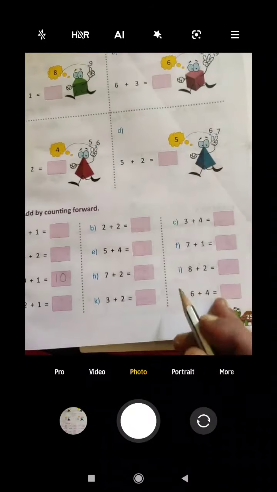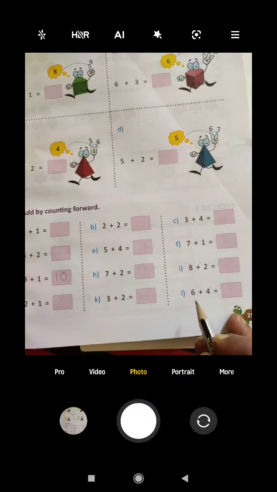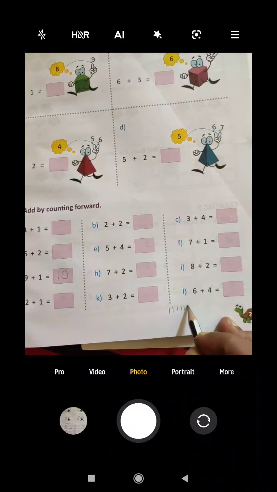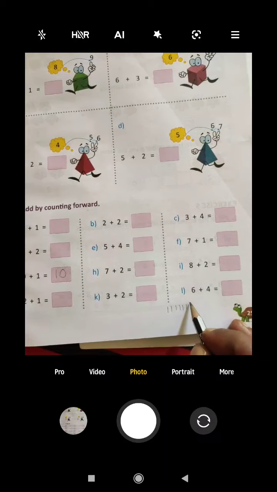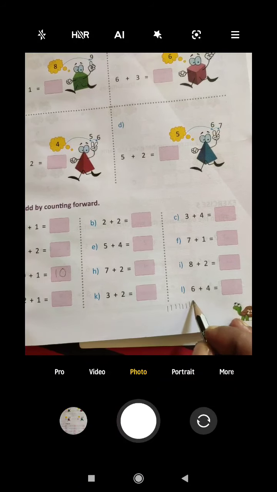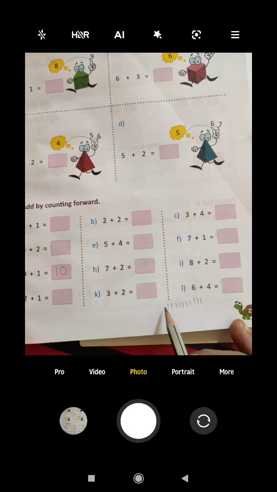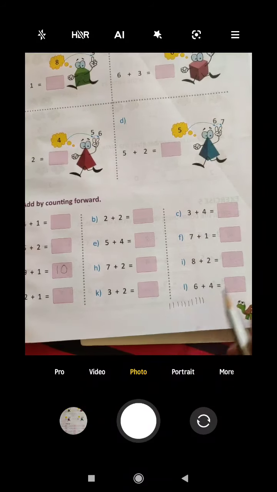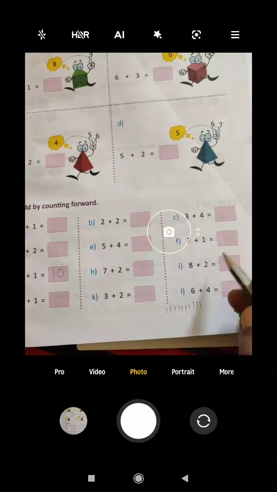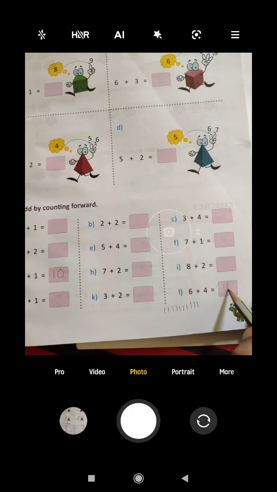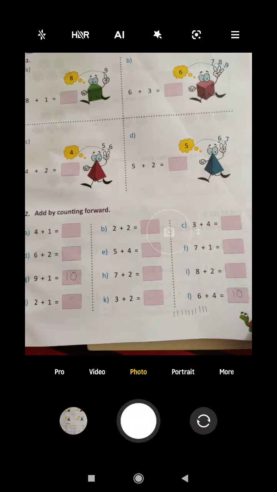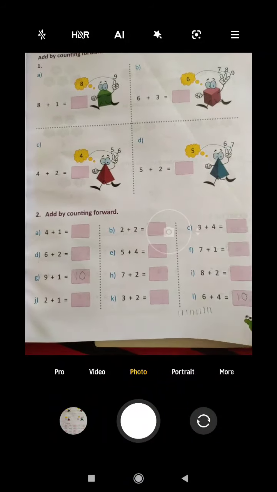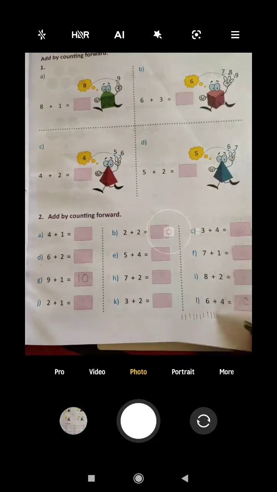I'll just show over here. First it is 6, that means 1 2 3 4 5 6. Then it is 4. Again, count from 1. 1, 2, 3, 4. So, how much is it coming? 1, 2, 3, 4, 5, 6, 7, 8, 9, 10. So it will be 10 here. I suppose you have understood what I'm trying to say. So, you'll have to do these things in this way.